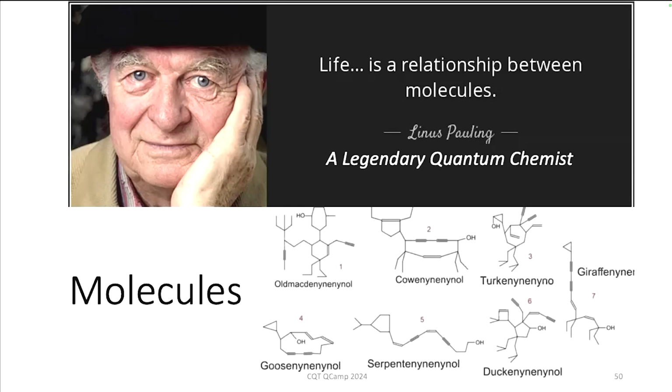So we have Old MacDonald, cow, turkey, giraffe, duck, serpent, and goose. So these are all real molecules, I believe, if you can ever synthesize them. Yeah. So this is Linus Pauling. He's legendary, the one who actually applied quantum mechanics to chemistry.